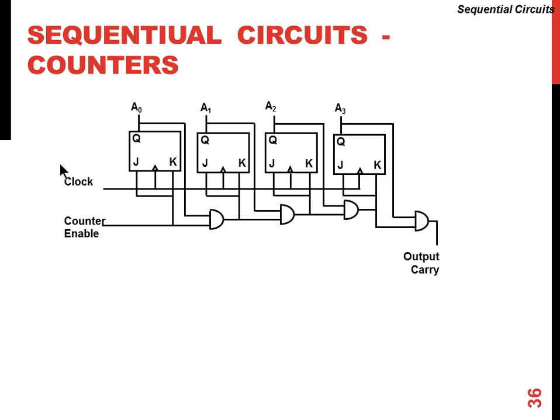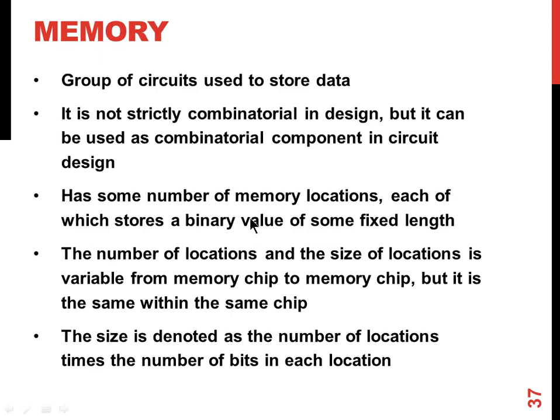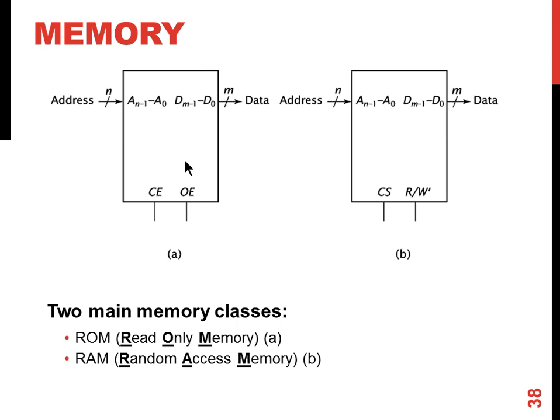So the next part of a sequential circuit is memory. Memory is a circuit which can help us store values, store data till it gets updated. There are mainly two kinds of memories: read-only memory and read-write memory, which is also called random access memory, where I can write to the memory or read from it.